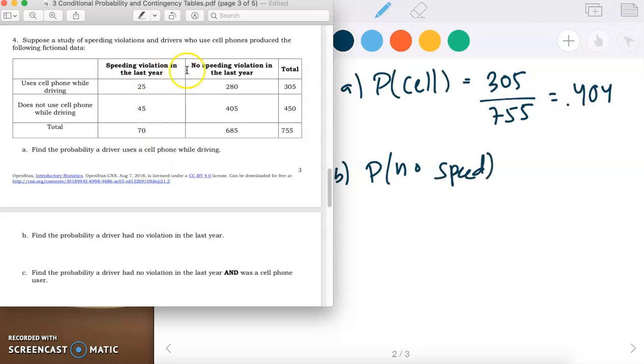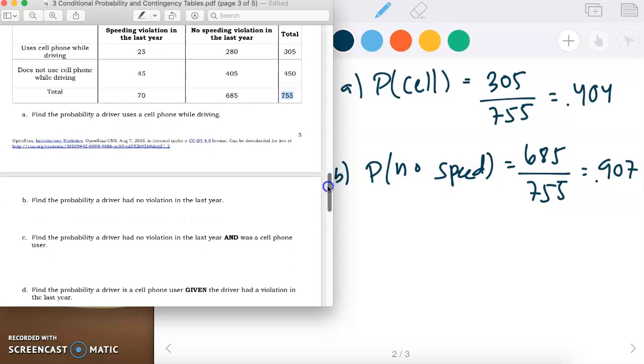So the no speeding is on this second column here. That's 685. And again, we're looking at the total number of drivers. There's no condition right here. We're looking at just the total number of drivers. So it looks like it's most of them. So we expect a very high probability here. So when we do that in the calculator, we get 0.907. All right, let's look at part C.